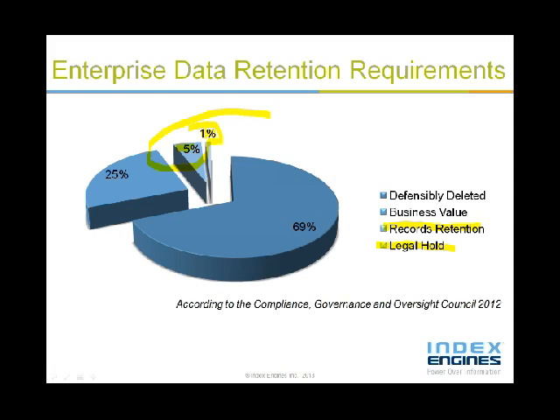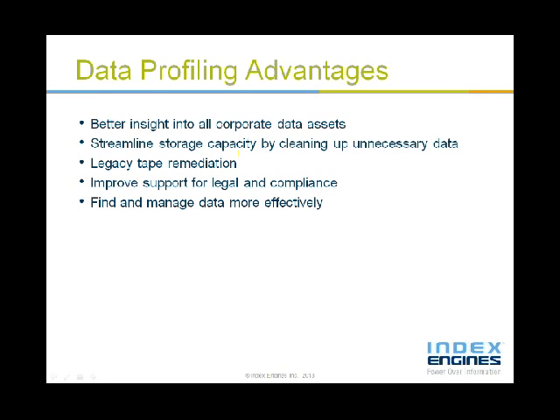We have customers that are archiving 100% of their data, which is really just kind of a storage strategy of replication of data. Whereas they're saying 6% really is what needs to be preserved and saved. Stuff that has business value, they cite as 25%, stuff that could be defensively purged or deleted, 69%. So you can see the bulk of it, there's a lot of cleanup that has to happen.